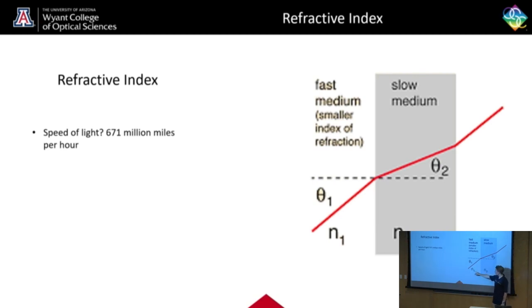And the refractive index of the material describes how slow it is. Air would be the fastest. It has the smallest index of refraction, of 1. And then other materials have varying refractive indices that are greater than 1.